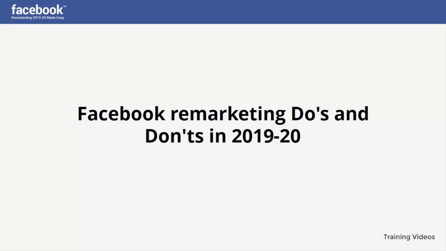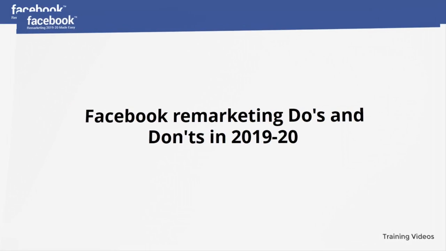Facebook remarketing do's and don'ts in 2019 and 2020. Facebook retargeting is one of the most effective ways to bring back visitors that have performed certain actions on your site. It allows you to send ads with the aim of recapturing their attention, based on the actions they took earlier. There are several things you need to understand about launching a Facebook remarketing campaign. Now you will learn the do's and don'ts you must put into practice to achieve a successful Facebook remarketing campaign.